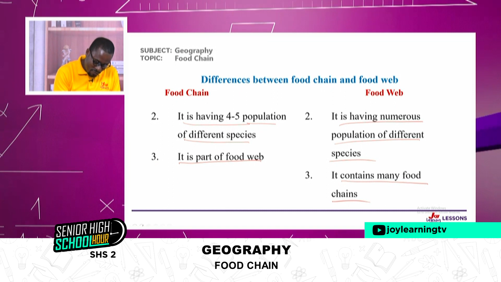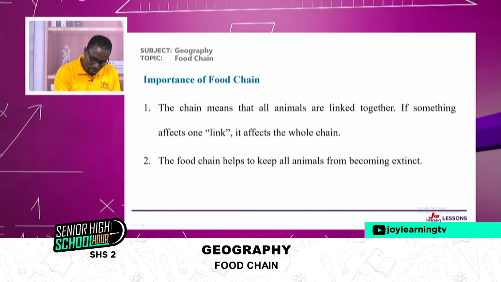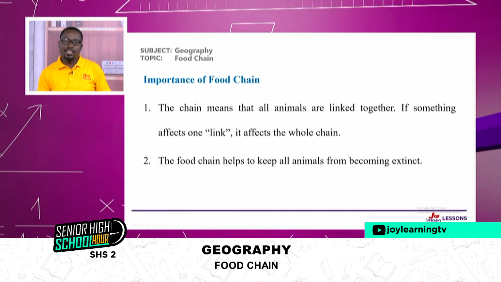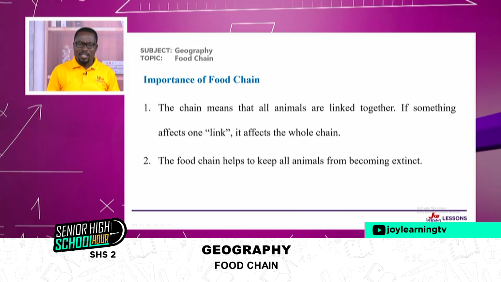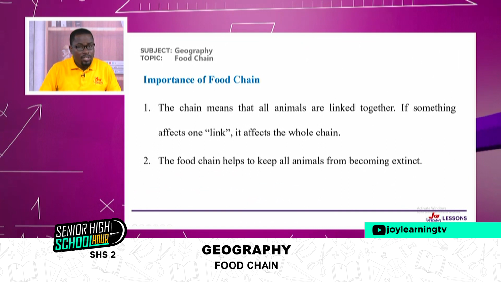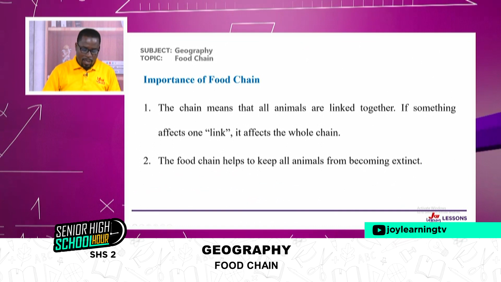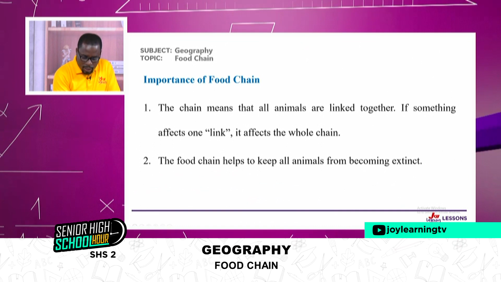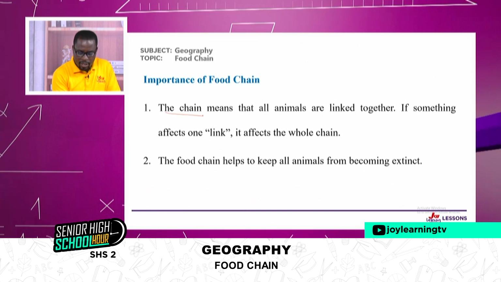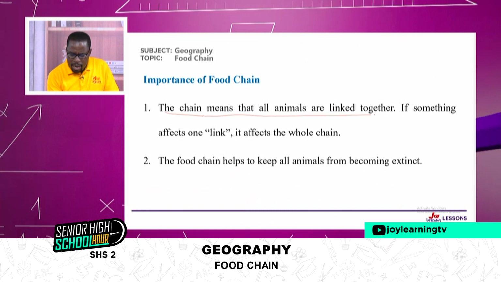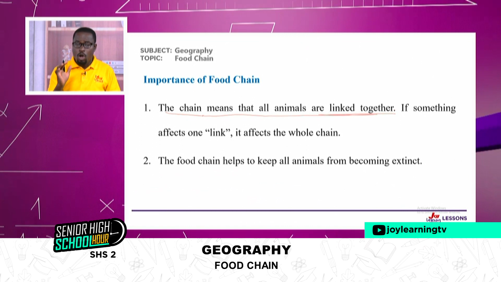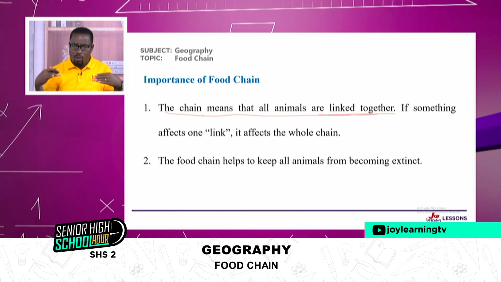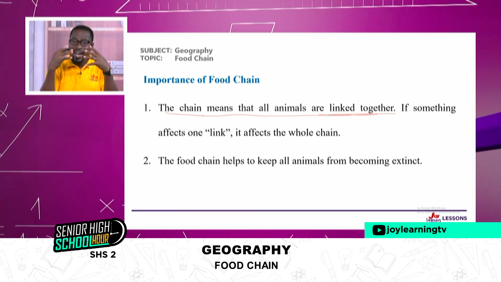Okay, let's see if we have more to talk about. Right. So now, let's look at the importance of food chain. Do you think a food chain comes with some importance at all? Oh, yes. So let's see. Number 1. The chain, as in the food chain, means that all animals are linked together. It means that what? All animals are linked what? Together. It gives us that idea.